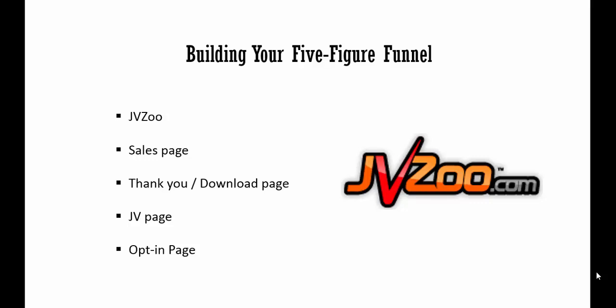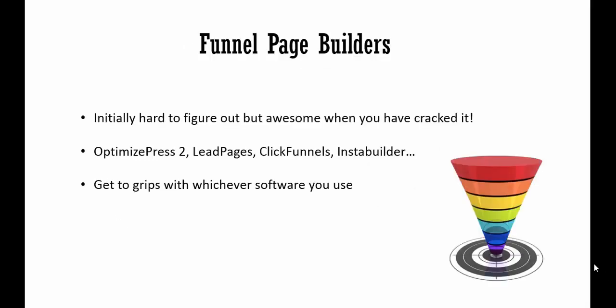We're going to be looking at how to register and upload your products into JVZoo, how to build your sales page and what to include on your product access page. I've called it thank you and download page on the PowerPoint there in front of you, but that just means product access page. Also your JV page and your opt-in page. These are all the pages you need for your funnel, okay? So let's get started, let's get down to it.